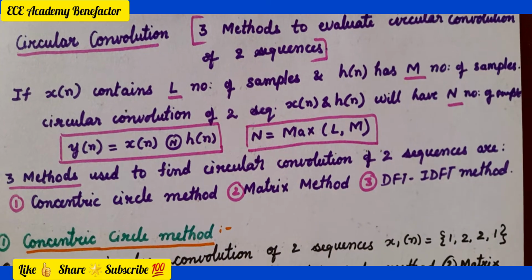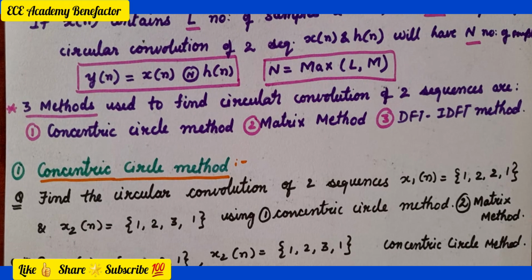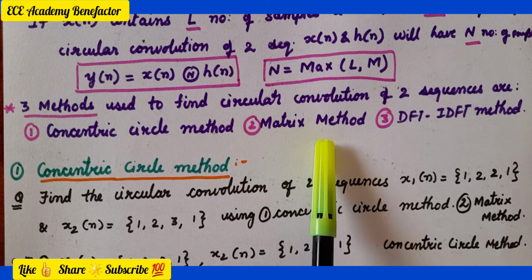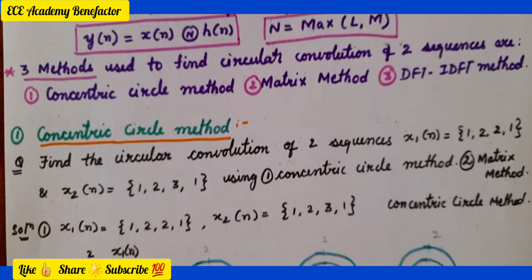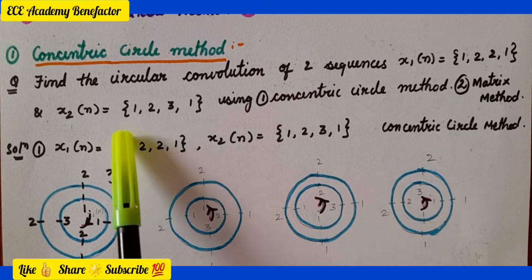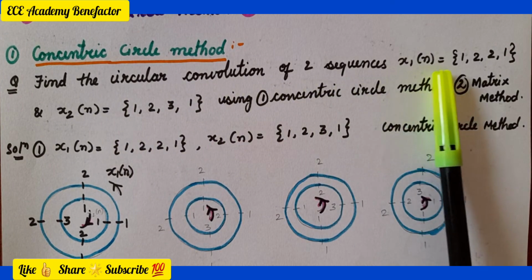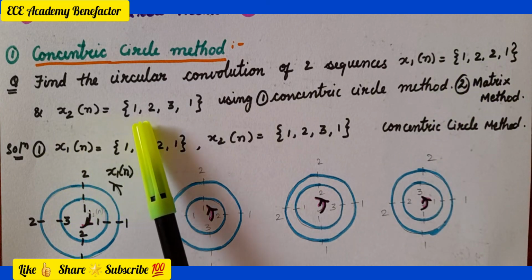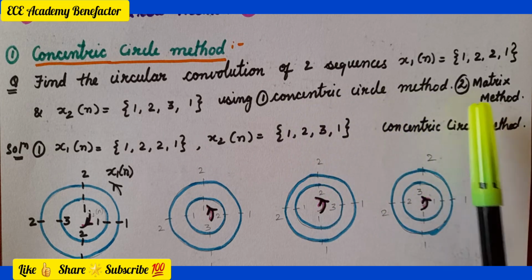Next, what are the three methods? The three methods used to find circular convolution of two sequences are the concentric circle method, the matrix method, and the DFT, IDFT method. Let us do a problem on the concentric circle method. Find the circular convolution of two sequences, x1 of n given as 1, 2, 2, 1 and x2 of n given as 1, 2, 3, 1, using the concentric circle method and the matrix method.